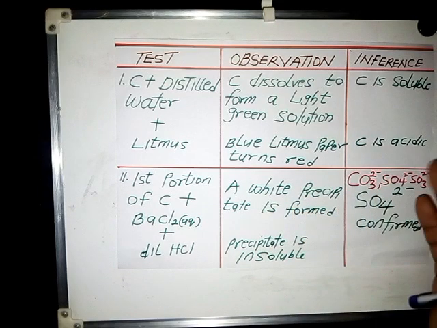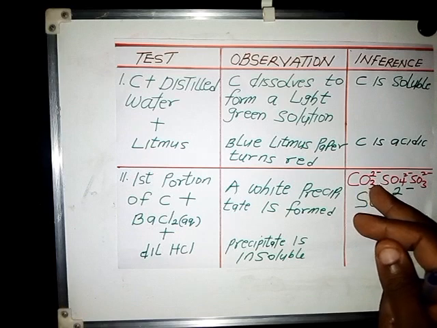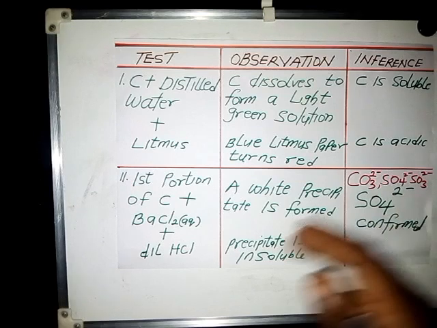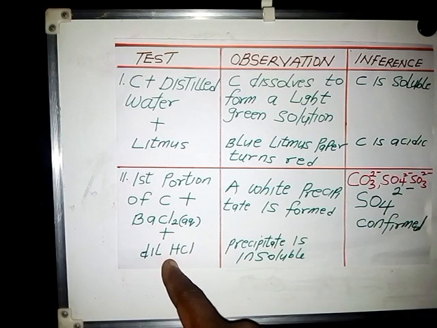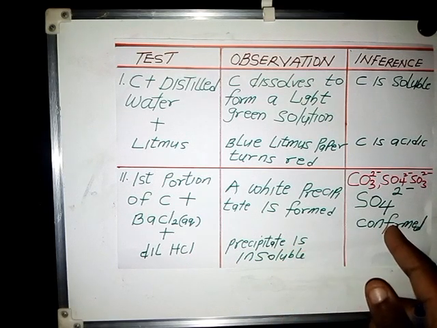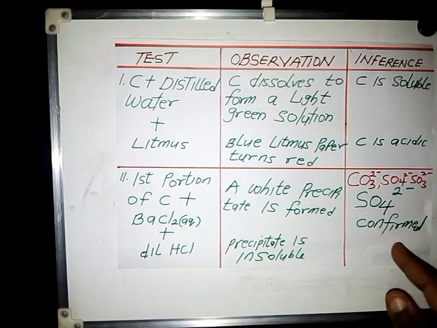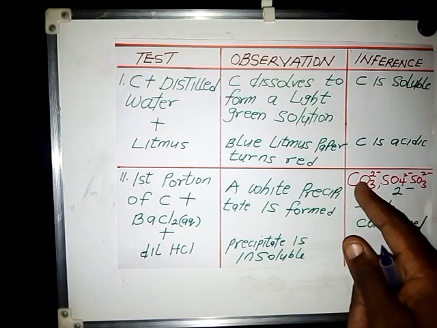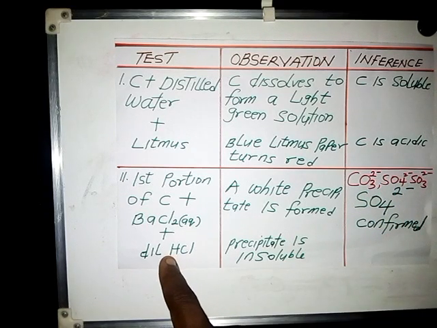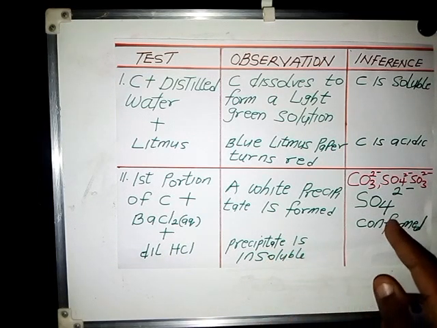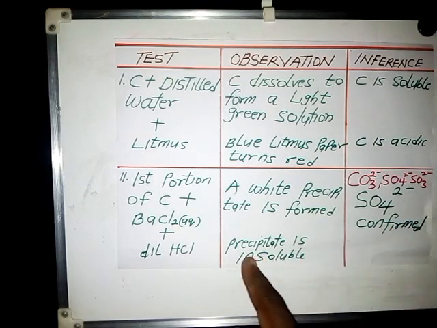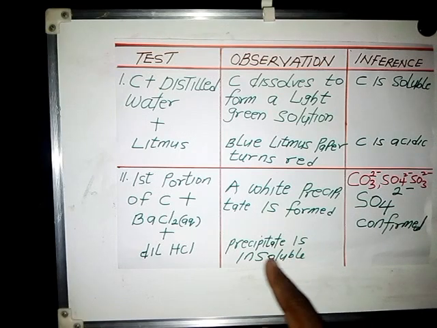The inference there will be CO32 minus, SO42 minus, or SO32 minus. Then plus dilute HCl. When this happens, the precipitate is insoluble. Then the inference will be SO42 minus confirmed. Here you put CO32 minus, SO42 minus, SO32 minus present. But when you add dilute HCl and the precipitate is insoluble, you will confirm SO42 minus. That's why I put SO42 minus confirmed. If you don't want to use precipitate is insoluble, you might put no visible reaction.